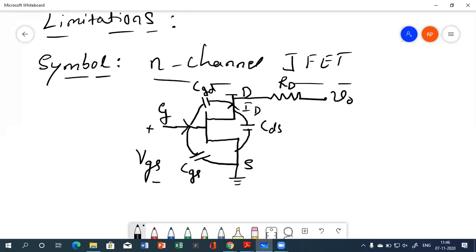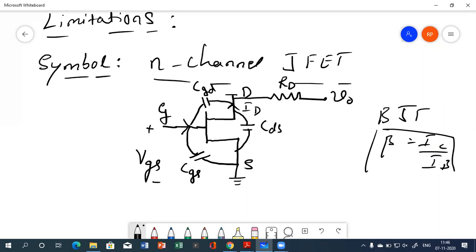Now we know that gain is nothing but output by input. In BJT, how do you write the gain formula? If I take an NPN transistor, we write beta as IC by IB, right? Here both are currents, the output is also current and the input is also current, that's why the symbol used is beta. But when I come to the JFET, the input is voltage, whereas the output is current. So instead of gain, I call it transconductance.